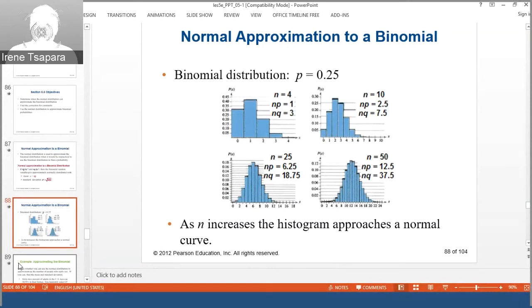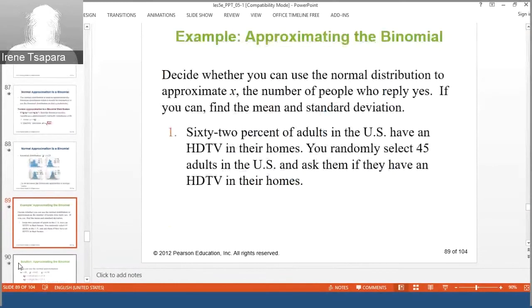As the n increases to 50, the np and the nq increase as well, and the graph looks more and more like a bell curve. So this simply means that the binomial distribution looks more and more like a normal distribution, so we can approximate it using normal distribution tools. So let's look at an example.